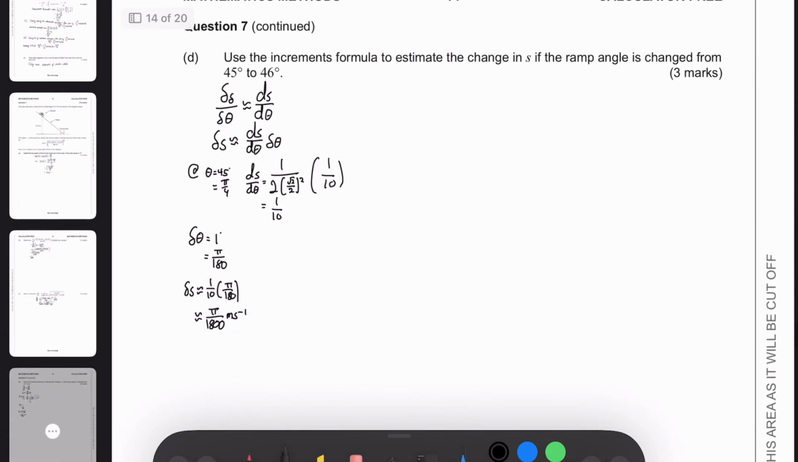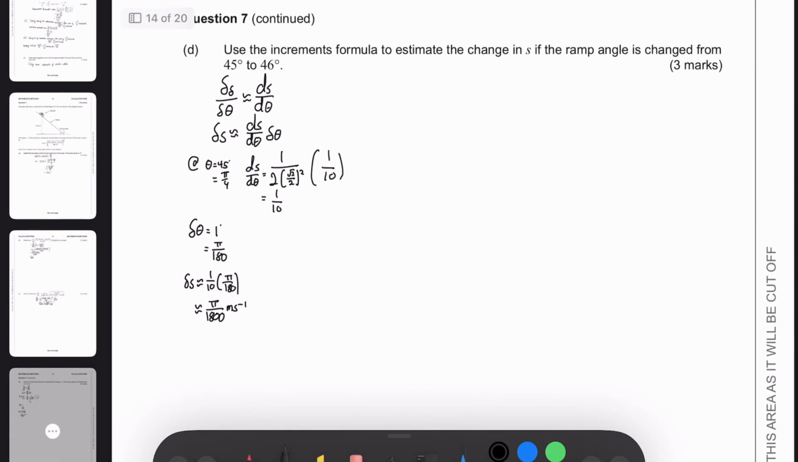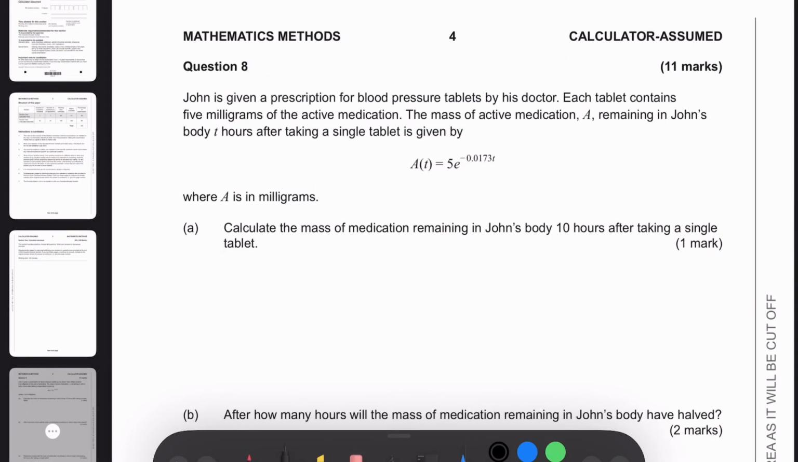Okay, so now we're moving on to the calculator assumed section. So make sure obviously you have your CAS everything, and then let's just get started.